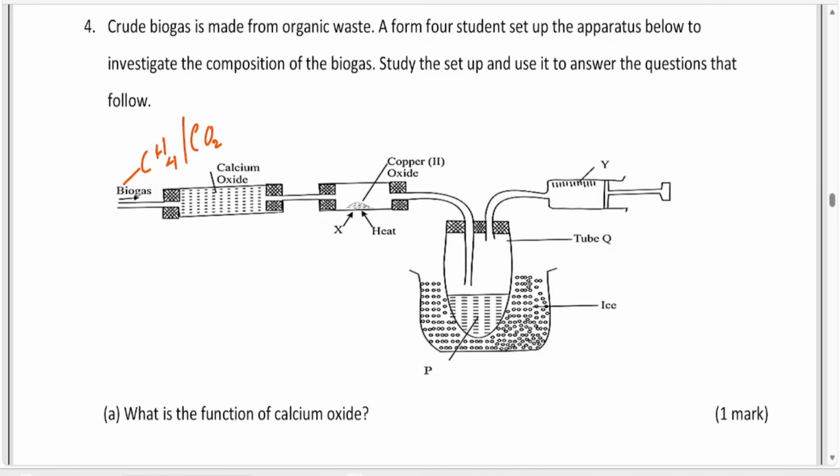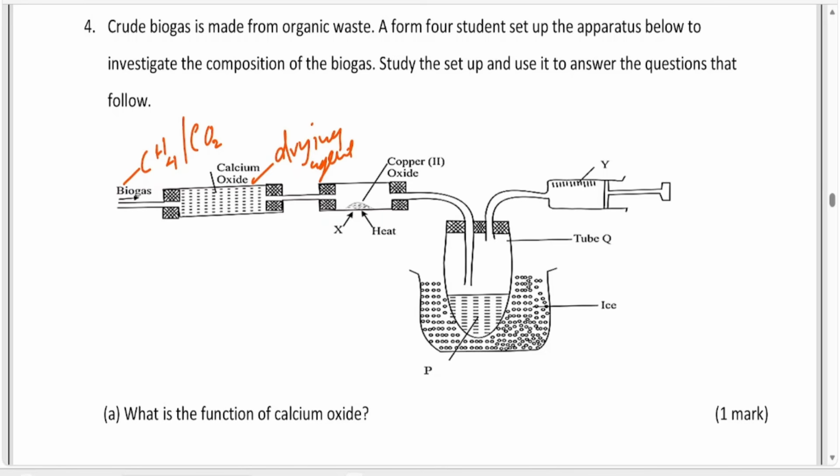So when this biogas is passed through calcium oxide, what happens there is that methane reduces calcium oxide. In this case, we also have copper(II) oxide, sorry. We have calcium oxide at this point, and this one is just a drying agent.